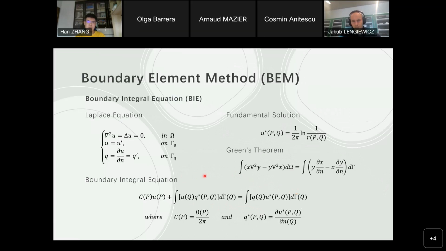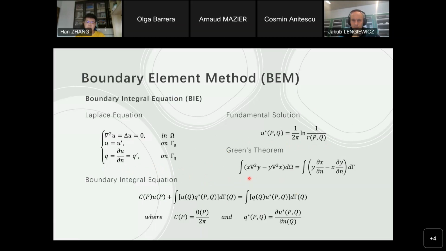Next, let's go to some details. Firstly, about boundary integral equation. To illustrate it, let's consider this simple Laplace equation in 2D under a mixed condition. Firstly, to solve it, we need to generate this fundamental solution. It is really well known and has been proven years before.